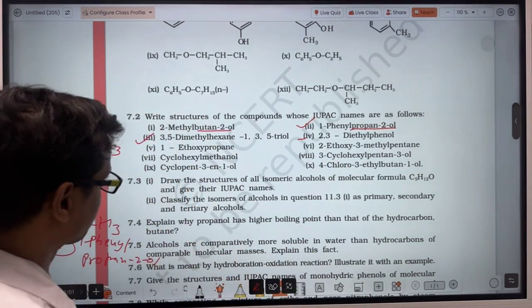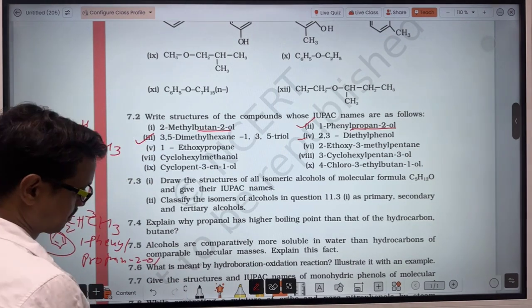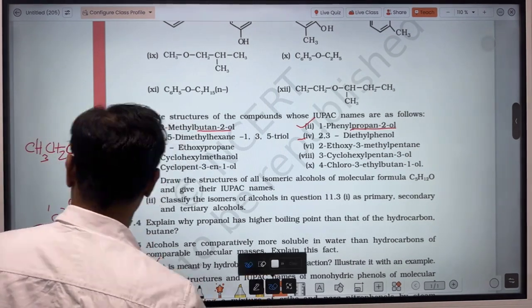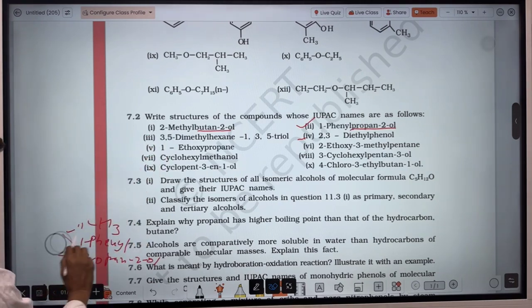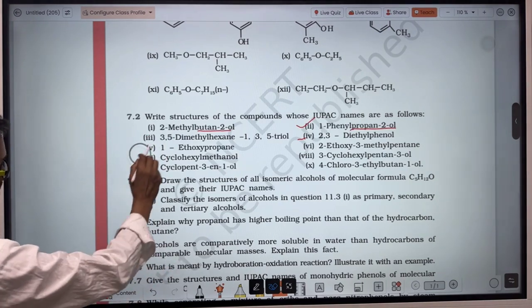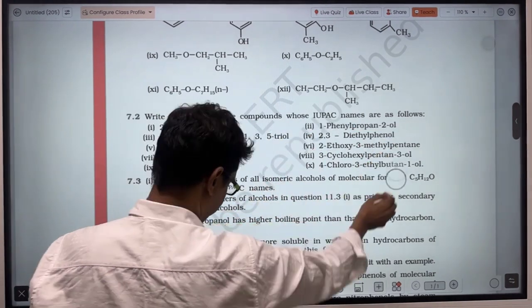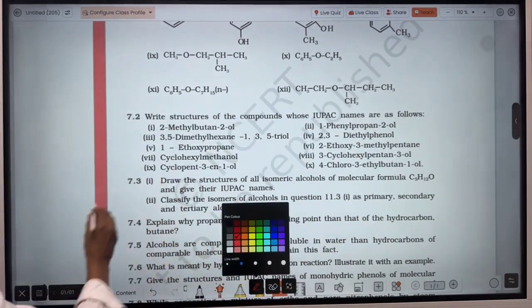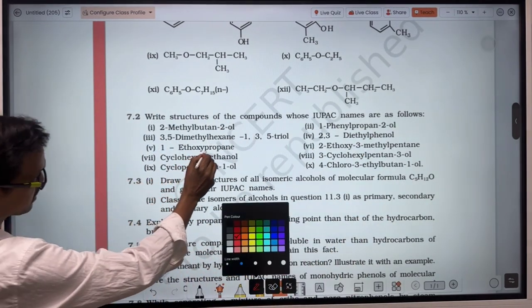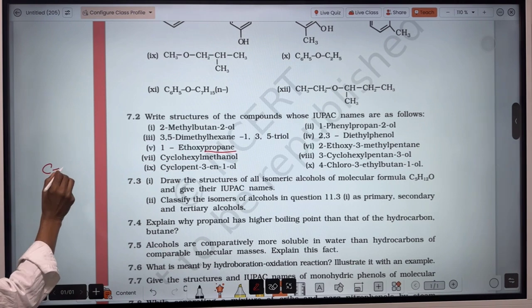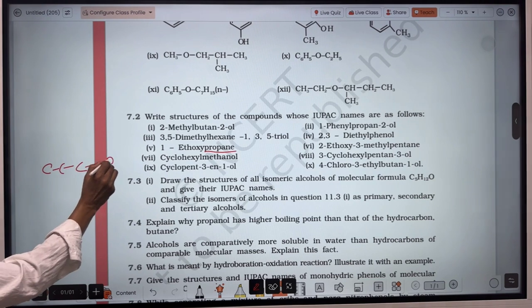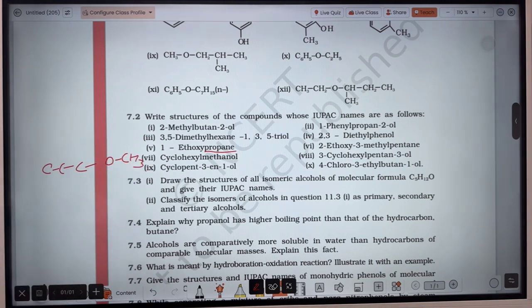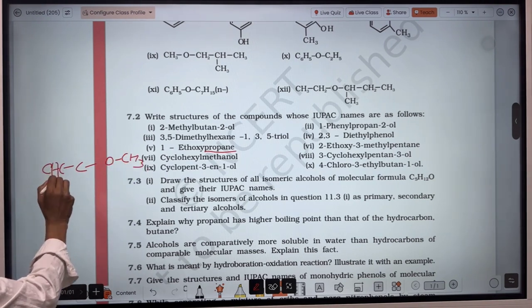Fifth question, 1-ethoxypropane. It is very simple, how to draw 1-ethoxypropane. This one is quite easy, but even so I am solving it. So what is 1-ethoxypropane? The main chain here is propane, so that will be a 3 carbon chain, and then at the first position there is ethoxy. So at the first position there will be OC2H5, and then write the appropriate number of hydrogen atoms.